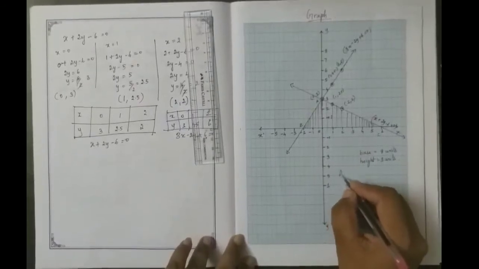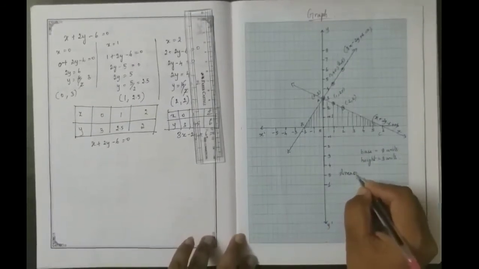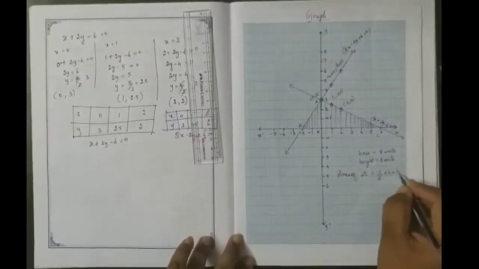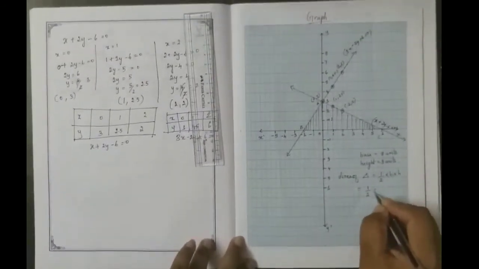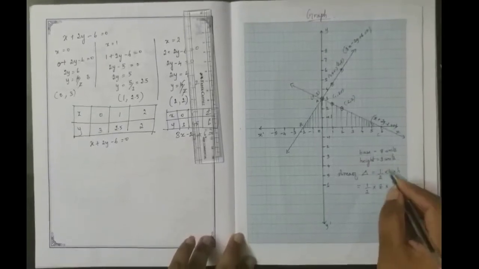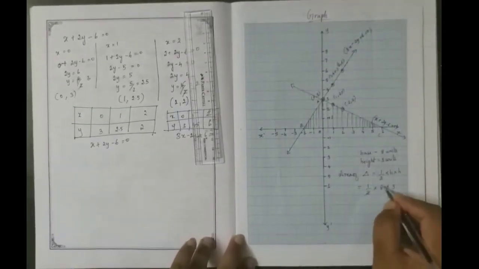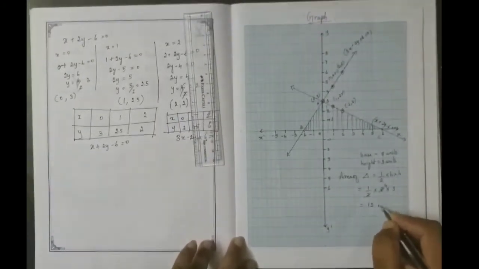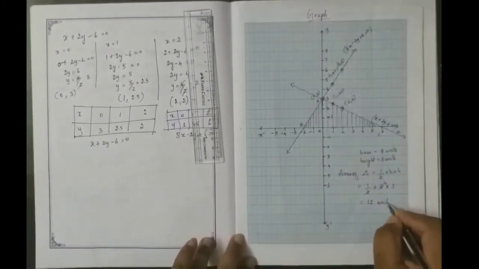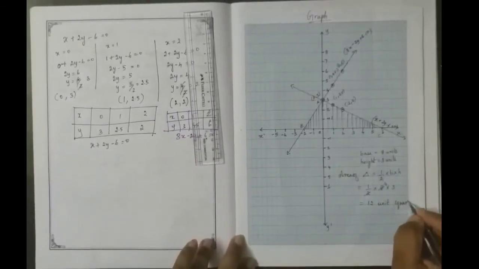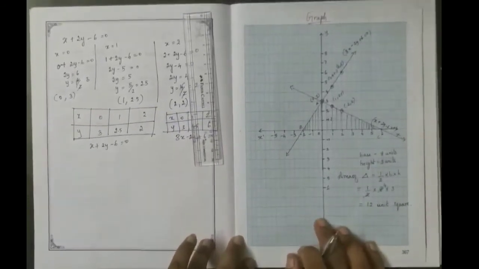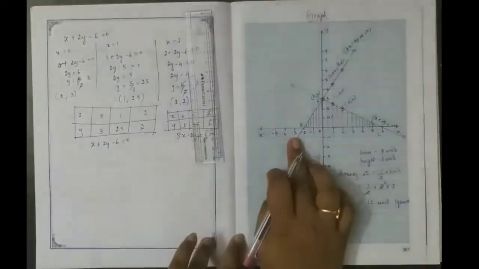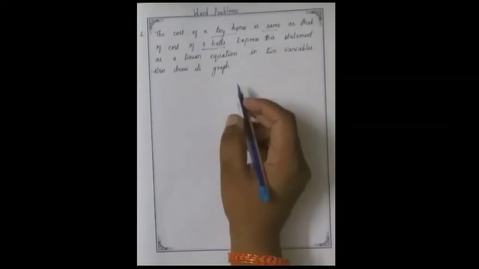Area of triangle is equal to half into base into height, which means half into base, which is 8, into height, which is 3. We can cancel this, it becomes 4. 4 into 3 is 12 square units. So therefore the area bounded by this linear equation is a triangle and it is 12.